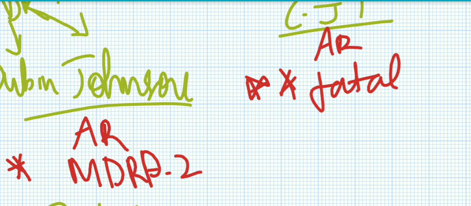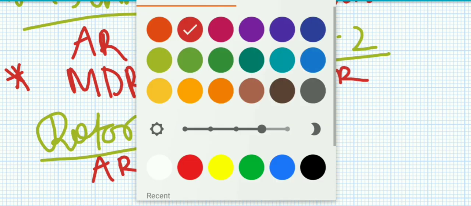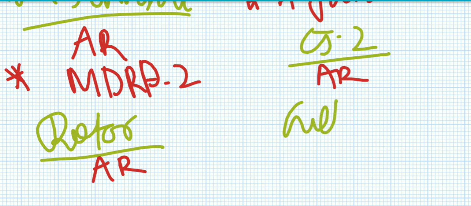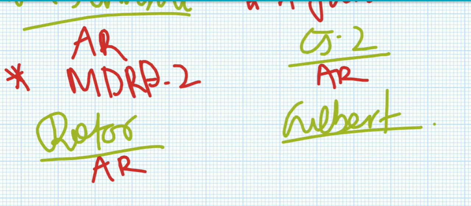Next, Crigler-Najjar 2 is autosomal recessive and it is harmless. Next is Gilbert syndrome. Some books give it as autosomal recessive, but Harrison says that it is autosomal dominant. So autosomal dominant is more prominent than autosomal recessive, and it is harmless.